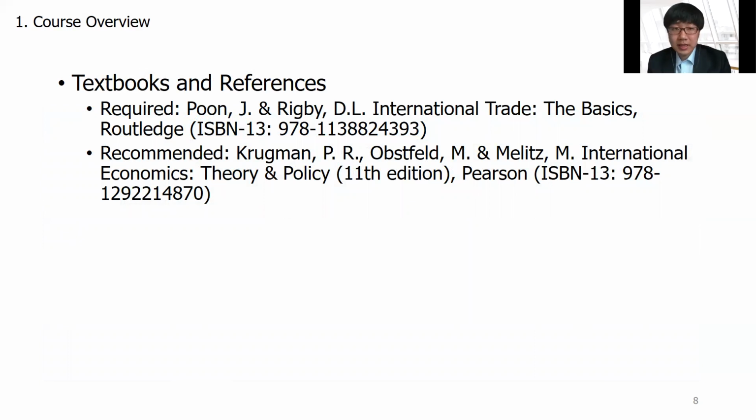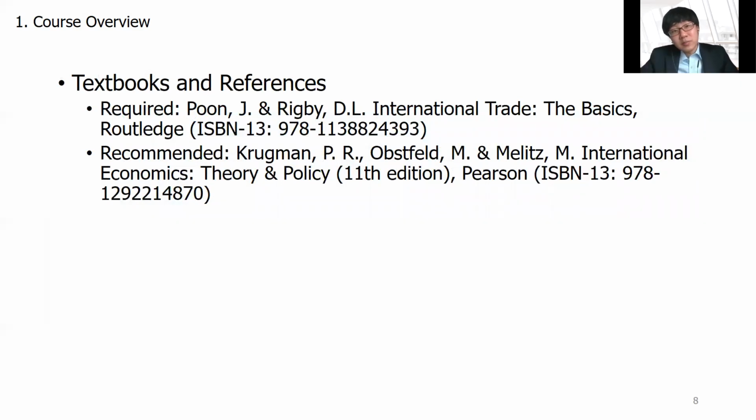For the textbooks, we will use Poon and Rigby's International Trade Basics as our main textbook. It's this book. Oops, let me see this, International Trade. I believe that you can buy the book from Amazon. It's, I believe, less expensive than the very thick, heavy textbooks. It's written very easily, simply. So I believe that it is a really good one. I highly encourage you guys to purchase this book, because this course will follow the outline of this book.